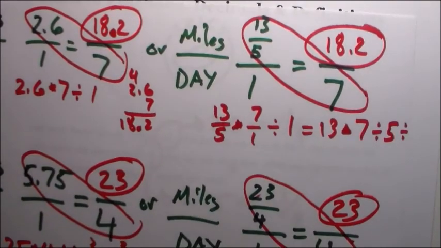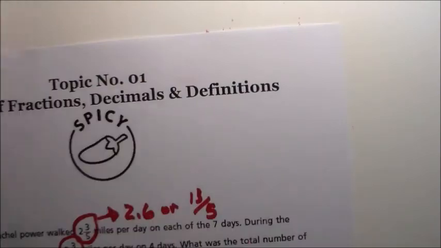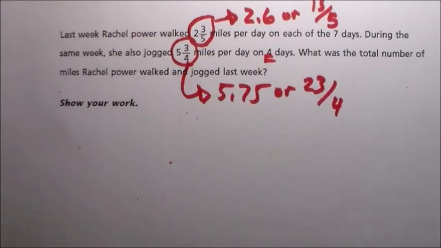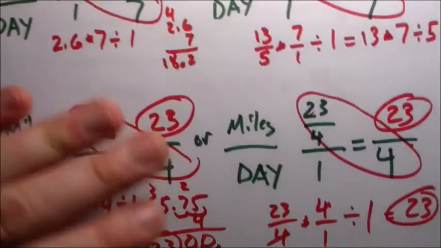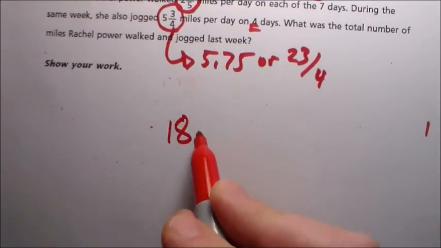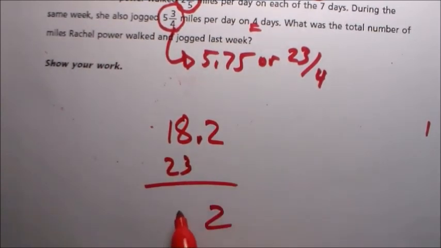All right, what do we have? We have 23 plus 18.2. So come back here. And this would all be work you'd want to show. And for the final answer, it's 18.2 plus 23. Get you 41.2 miles.